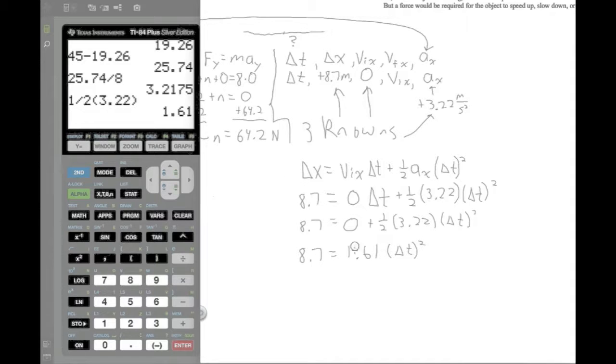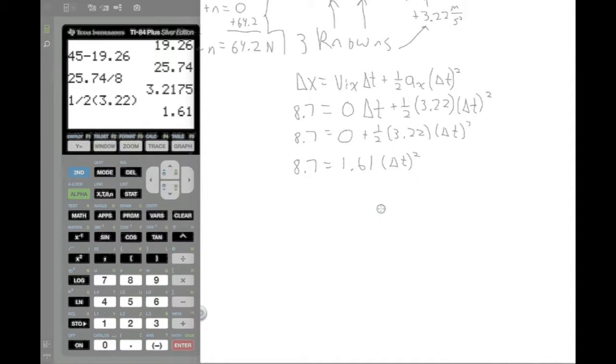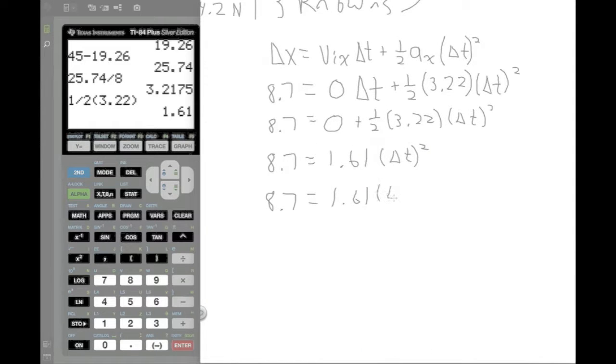Okay, now to continue solving here, it looks like we need to get the delta t squared by itself. So we need to divide both sides by 1.61.